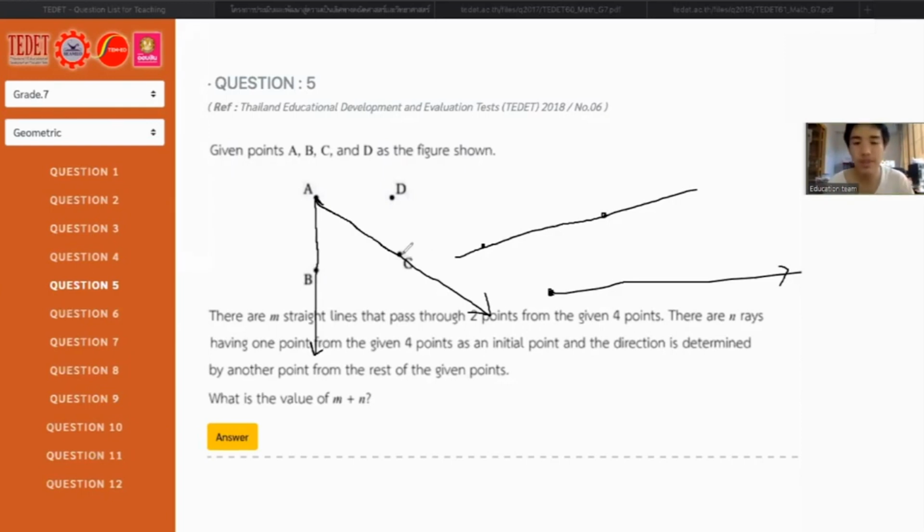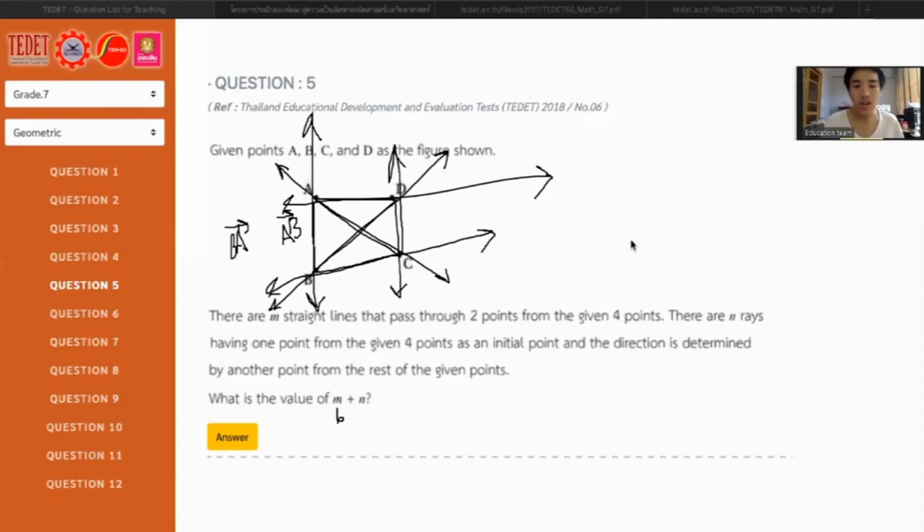Another possibility is, of course, I could start at D, and I want an array that goes through B. It would be something like that, or D through C. That could be another one. So we're looking for the value of m plus n, all the number of straight lines that we could have, and all the number of rays, remember, think arrows, that we can have. Okay, and if you count all of that, you'll get 12.